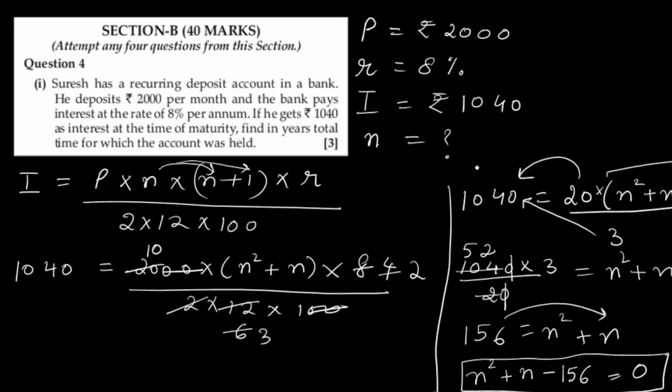So remember, whenever you are finding n in questions of banking, you will always get a quadratic equation. Whenever we have to find time, for time we will always get a quadratic equation. So the equation is now n square plus n minus 156. You can solve this by any method, using the quadratic formula, or you can also do it by factorization. The factors are minus 13 and plus 12, I guess.